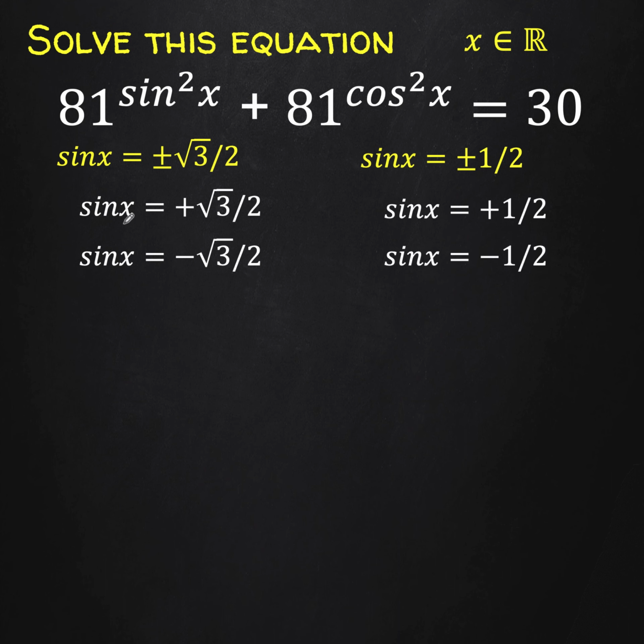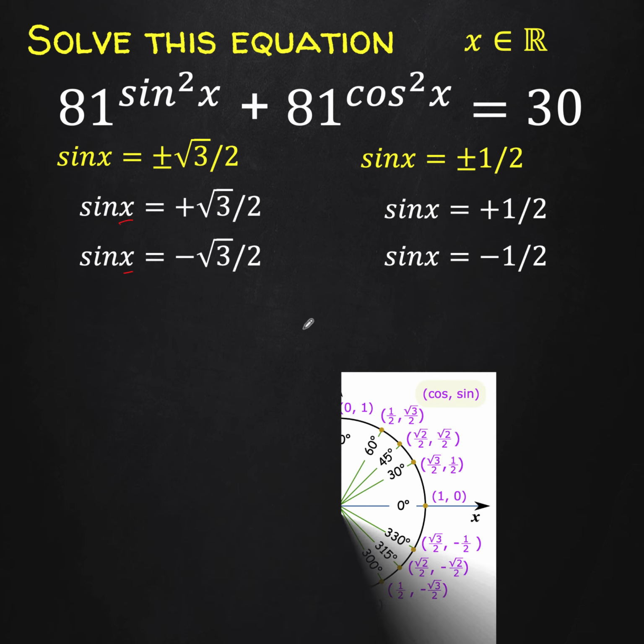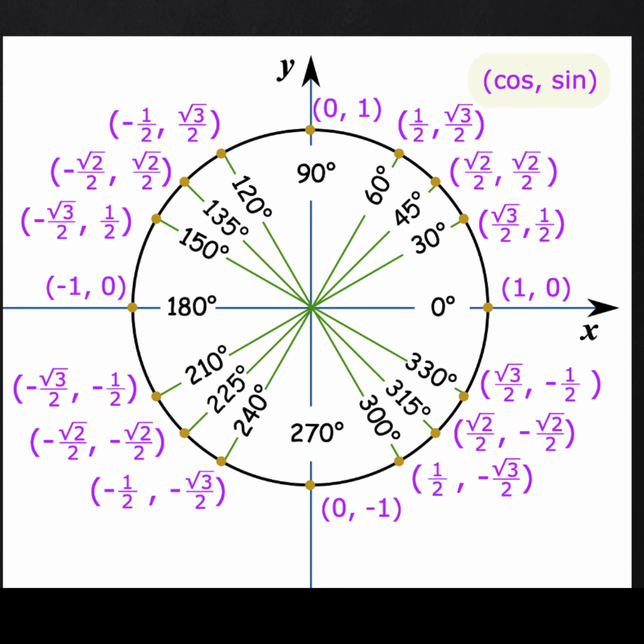Now let's remember that this x is the angle of the sine function that will give us a value of square root of 3 over 2. To visualize it, let's bring our unit circle. So x is the angle, and in this ordered pair, the first number is cosine, the second number is the sine. So we are looking at the second numbers in these ordered pairs.